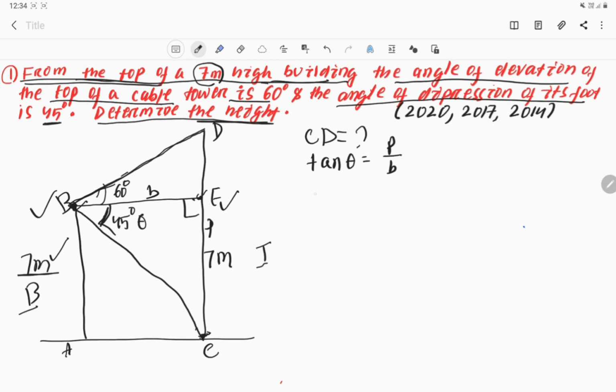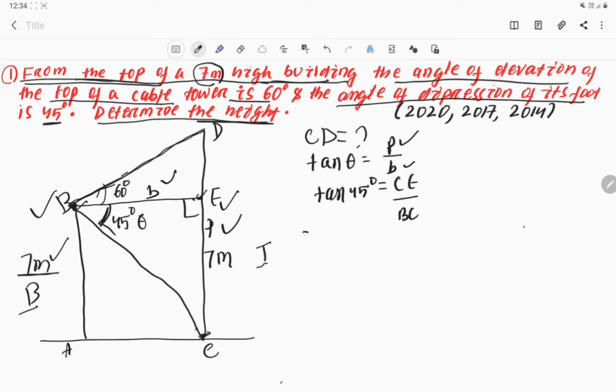So here tan theta, and what is the value of theta? Theta is 45, so tan 45 is P by B. What is P? P is CE. And what about B? B is the base. What is BE? Base. Base is BE.